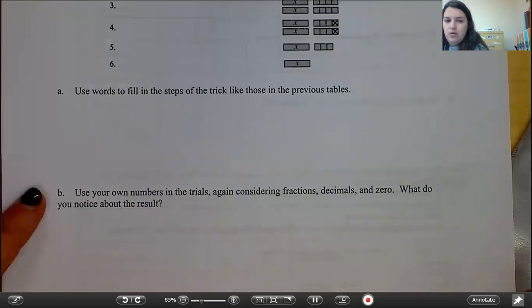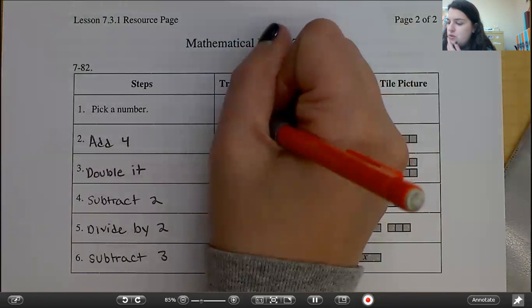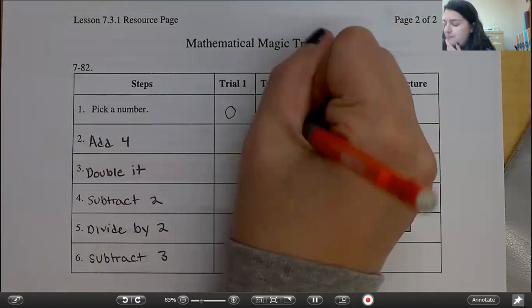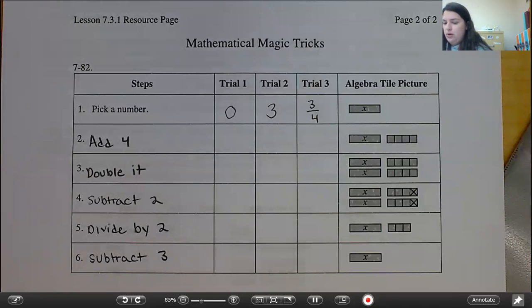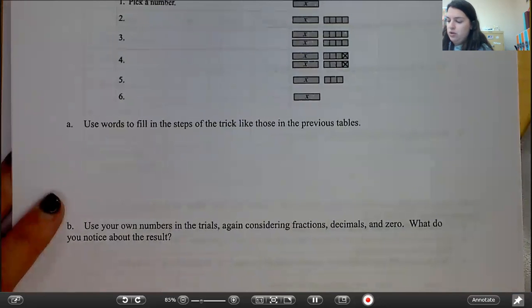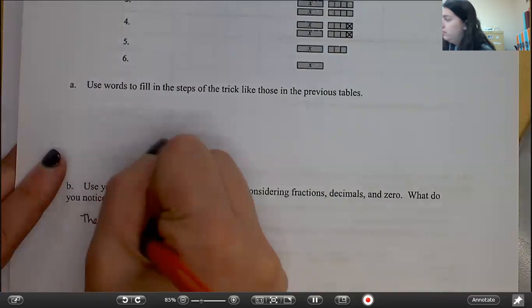B says, use your own numbers in the trials again, considering fractions, decimals, and 0. What do you notice about the result? So I'm going to give you some numbers. I want to do 0, 3, and 3/4. So go ahead and fill out your trials for that. If you're back with me, you've answered the question B and filled out your own trials. So the thing that you should have noticed in part B was that the end result is your original number.